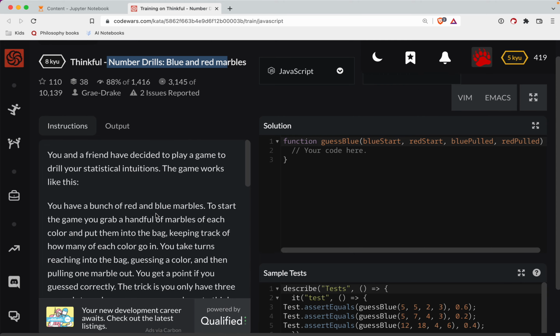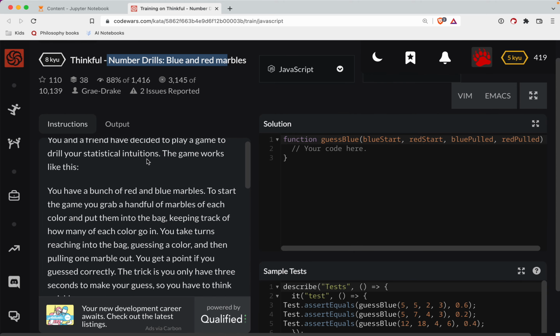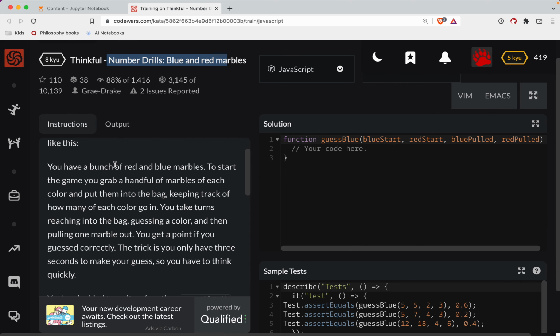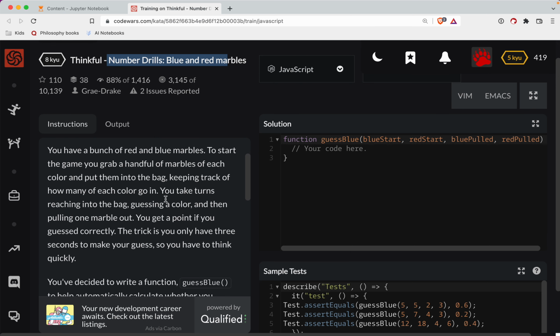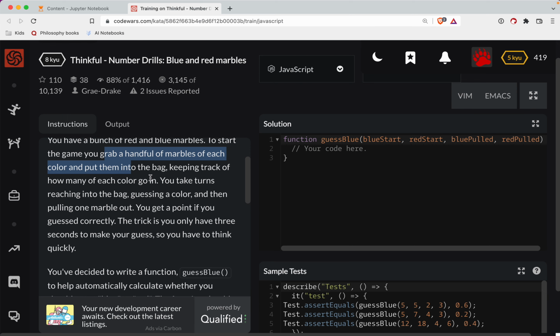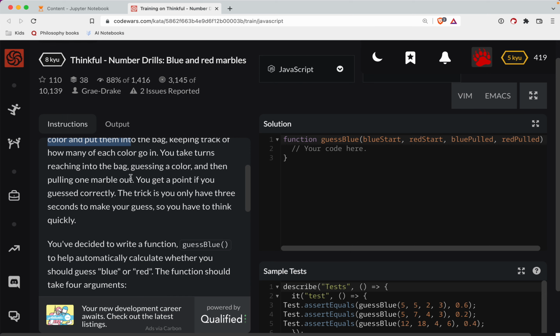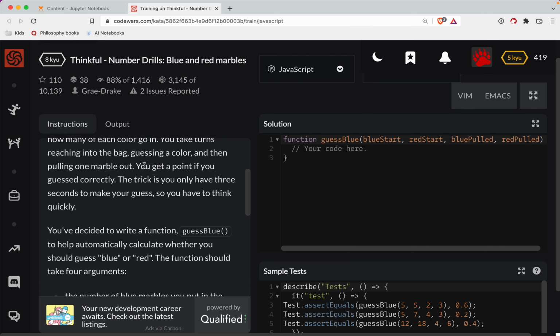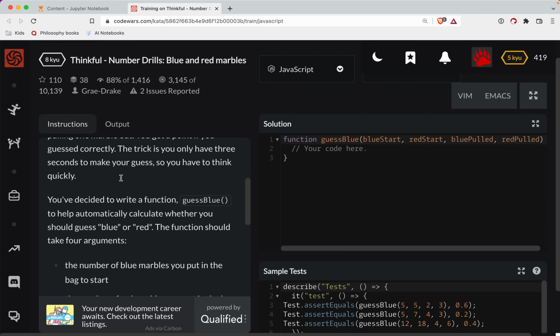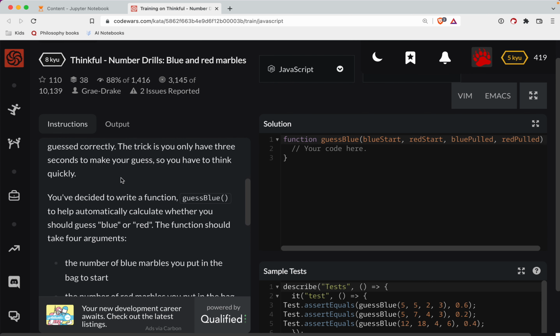So you and a friend have decided to play a game to drill your statistical intuitions. The game works like this. You have a bunch of red marbles and blue marbles. To start the game, you grab a handful of marbles of each color, put them into a bag, keeping track of how many of each color go in. You take turns reaching into the bag, guessing a color, and then pulling one marble out. You get a point if you guess correctly. The trick is you only have 3 seconds to make your guess, so you have to think quickly.